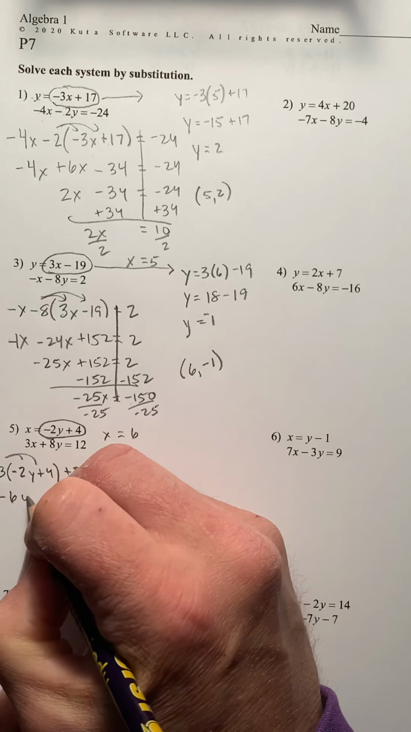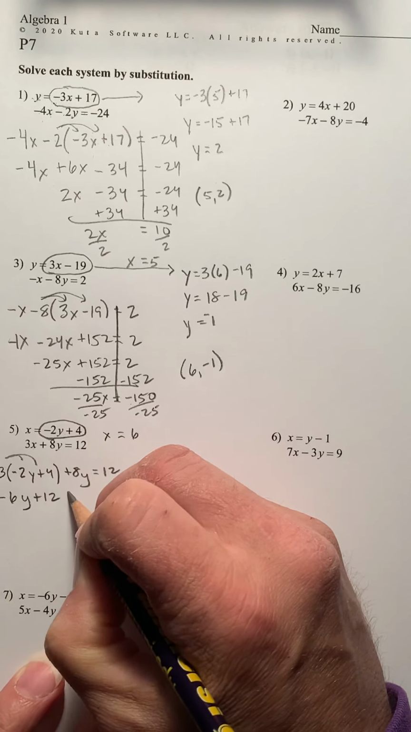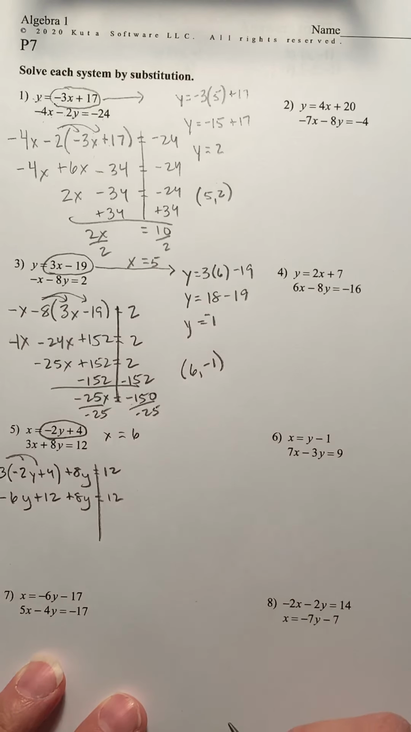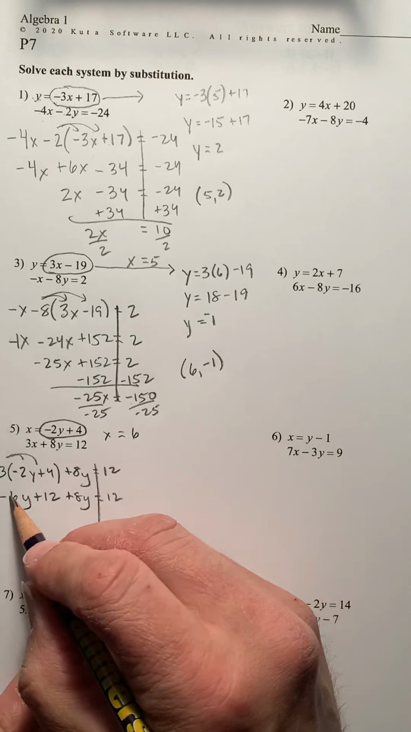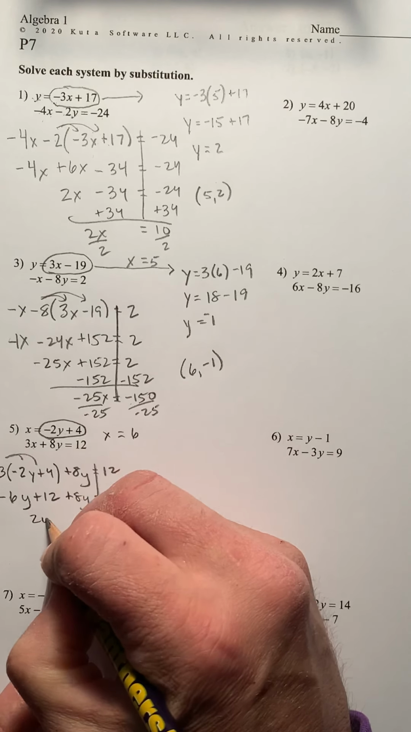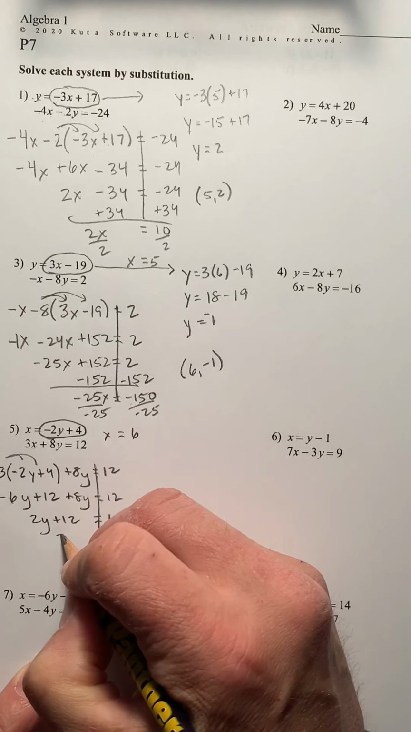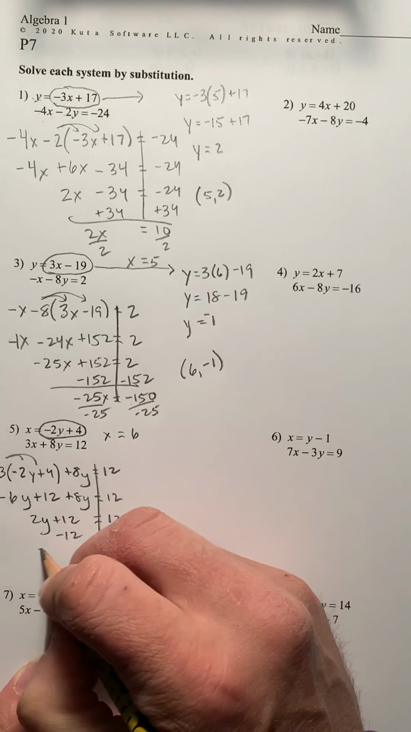We get negative 6y. We get a plus 12. Still got our plus 8y, and we're still equal to 12. Putting our y's together, we end up with 2y plus 12 equals 12. We minus the 12 from both sides.